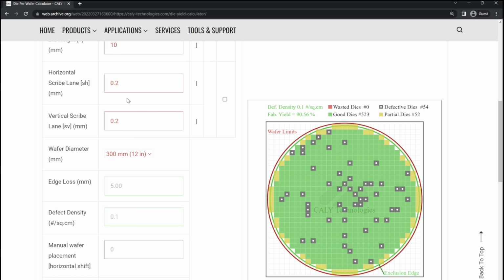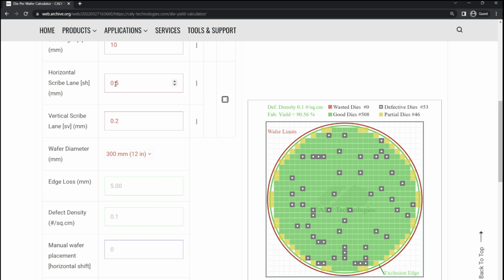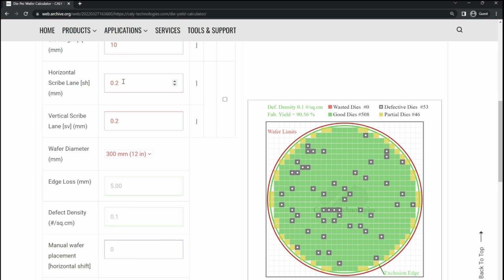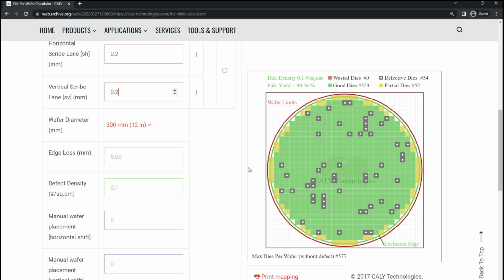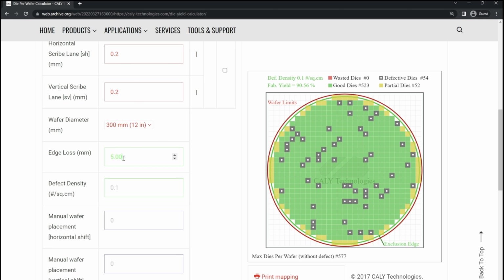So right now we have 0.2 millimeter. And if we increase this, then we again get slightly different numbers as it changes. 0.2 is perhaps a good amount here for a 300 millimeter wafer. Next, we have the edge loss. The edge loss is the difference between this red circle, which is your full 300 millimeter wafer, and this green circle, which is, say, 5 millimeters currently inside.